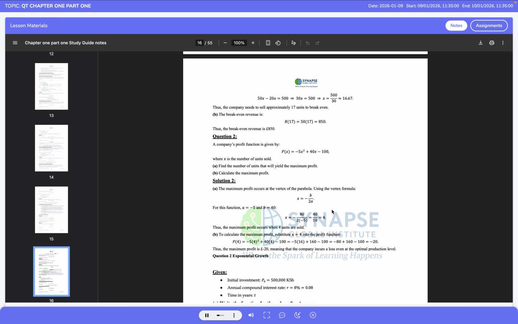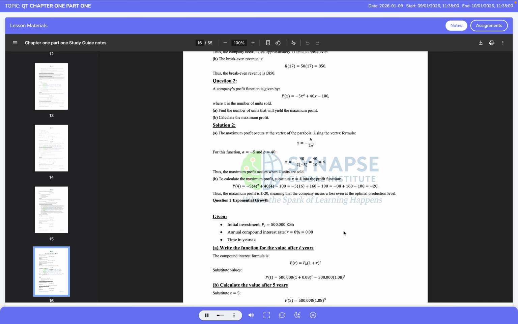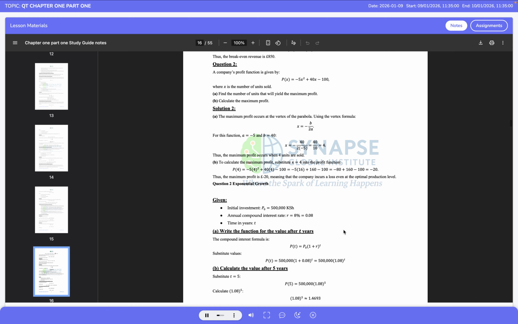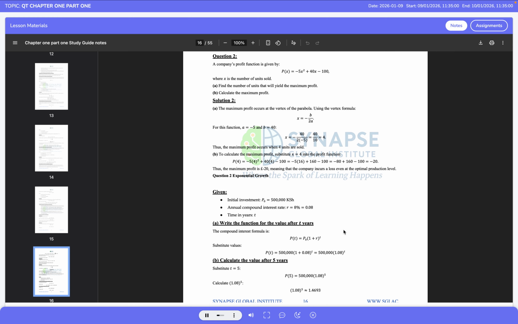Substituting x = 4 into the profit function gives P(4) = -5 × 4² + 40 × 4 - 100, which equals -80 + 160 - 100, giving -20. This means the maximum profit is negative £20, indicating a loss even at the optimal output level.